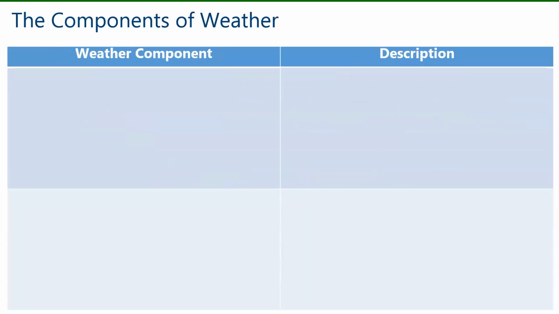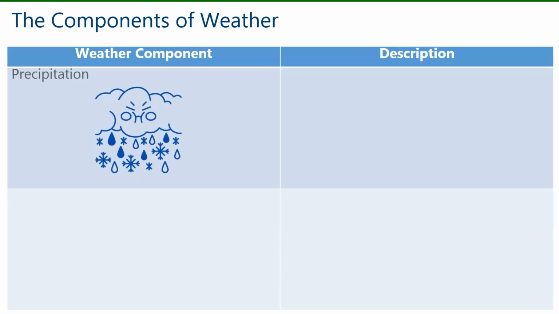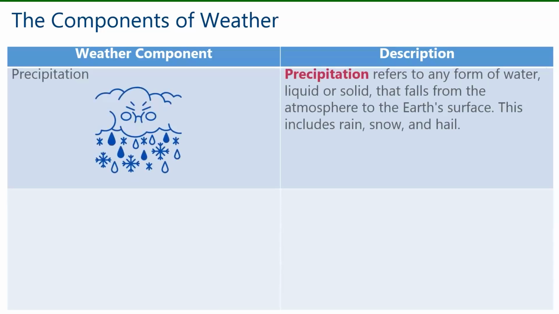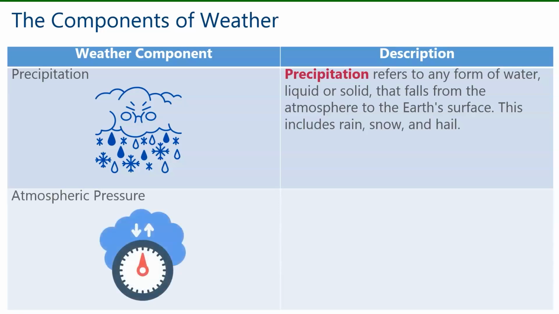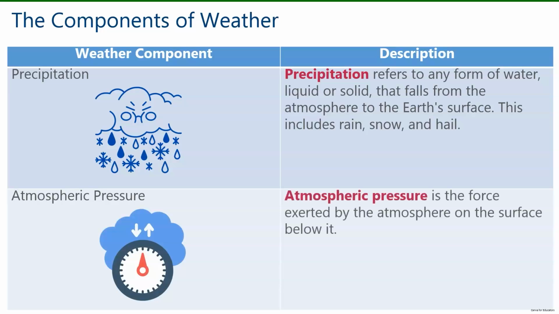The next component of weather we'll look at is precipitation. Precipitation refers to any form of water, liquid or solid, that falls from the atmosphere to the Earth's surface. This includes rain, snow, and hail. Our next component is atmospheric pressure. Atmospheric pressure is the force exerted by the atmosphere on the surface below it.